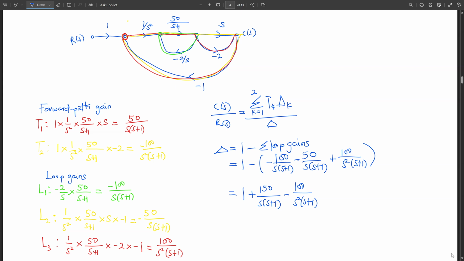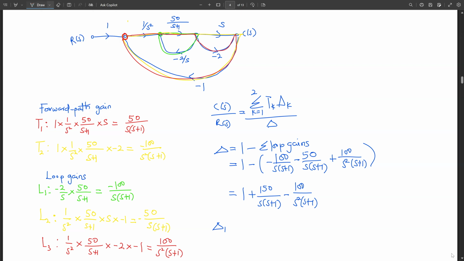Right. Now the next thing to do is to find your delta sub k. All right, so let's start from 1. Delta sub 1. What this means is that we have to identify the first forward path. And in our case, the first forward path is from here to here, right? And take note of the loops that have a common node with the first forward path and take them out from this expression here, right?